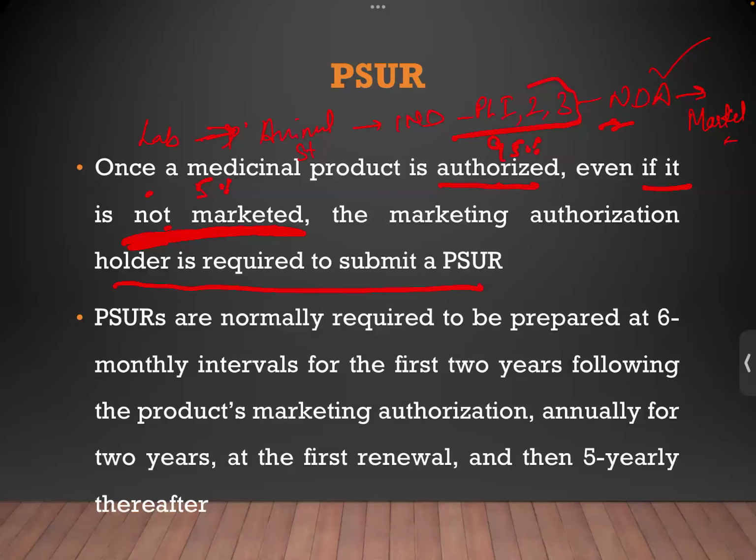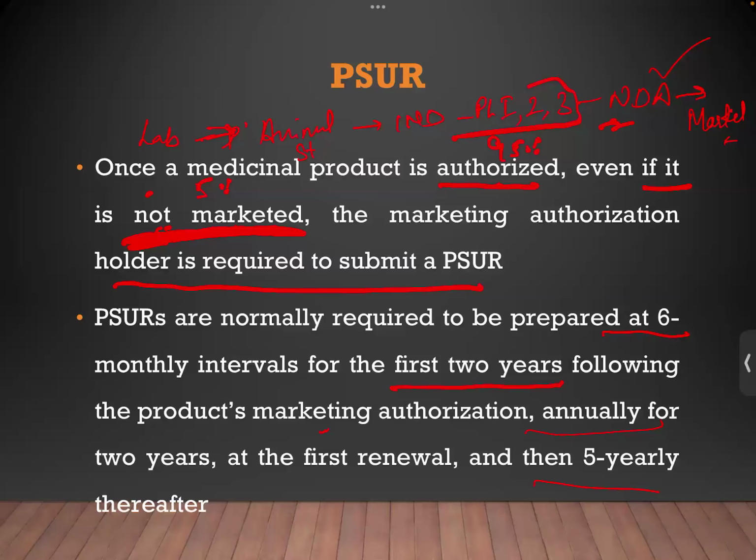In the EU, they do not market it because of the sales, right? Because they also have to see the commercial value. Then also, in that territory, they are responsible to submit the PSUR. PSURs are normally required to be developed at 6 monthly intervals for the first 2 years following the product approval, then annually, then after 5 years.